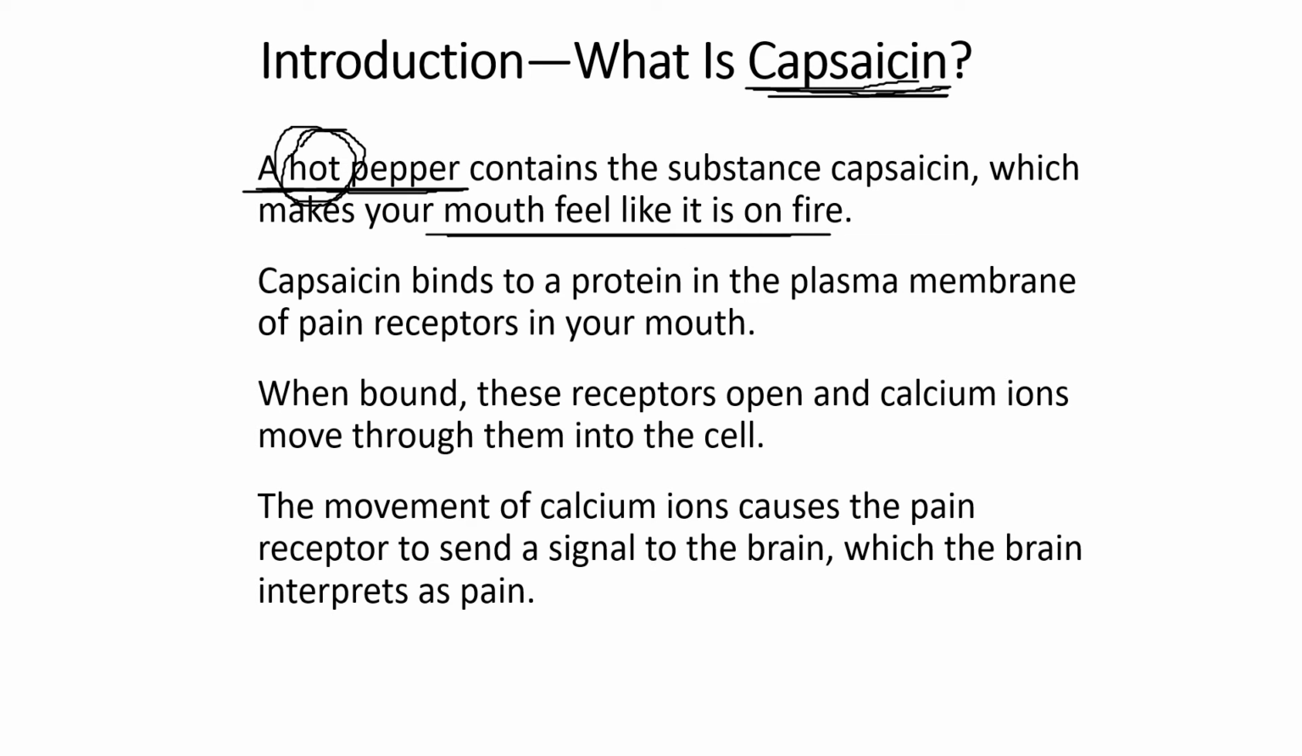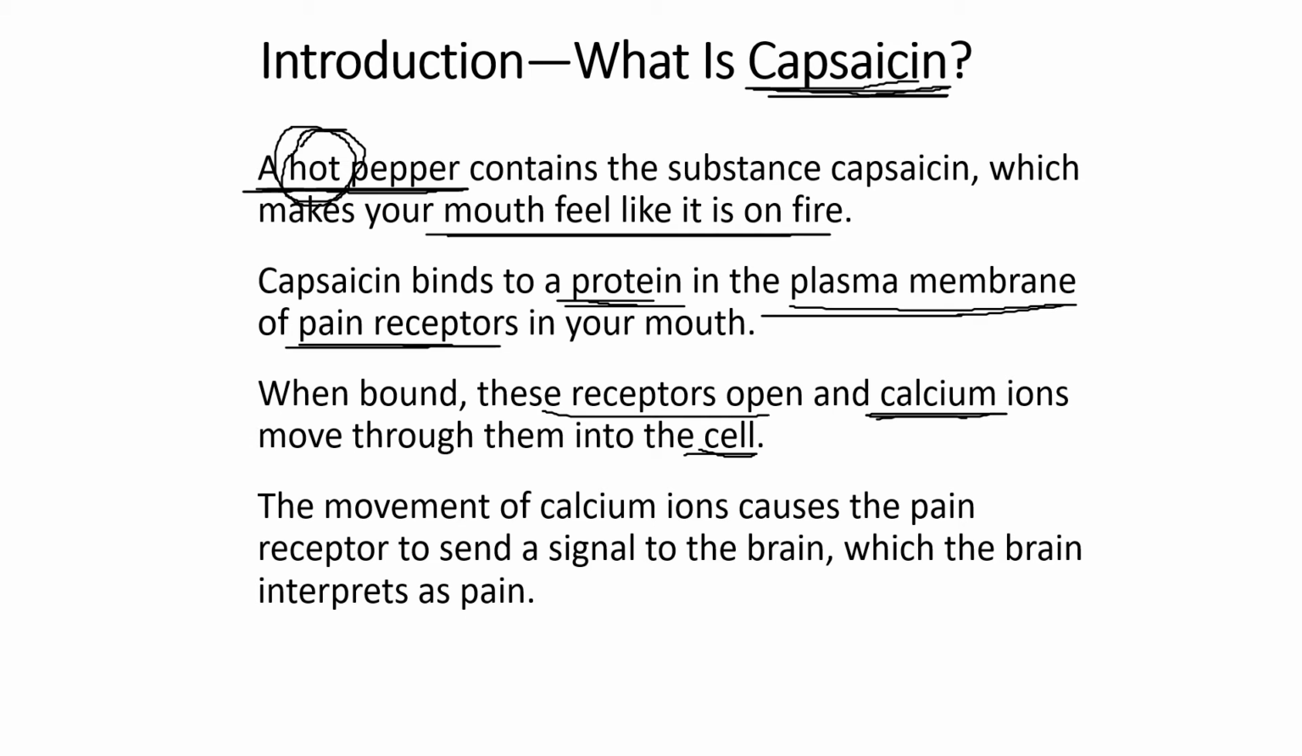Capsaicin binds to your cells at the plasma membrane. It specifically binds to a membrane protein. This membrane protein is on a nervous cell, a nerve cell, that senses pain. When capsaicin binds to this protein, that protein causes channels to open, and then calcium flows into the cell.